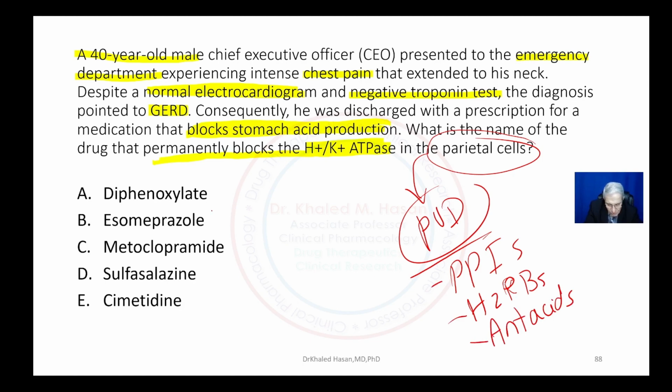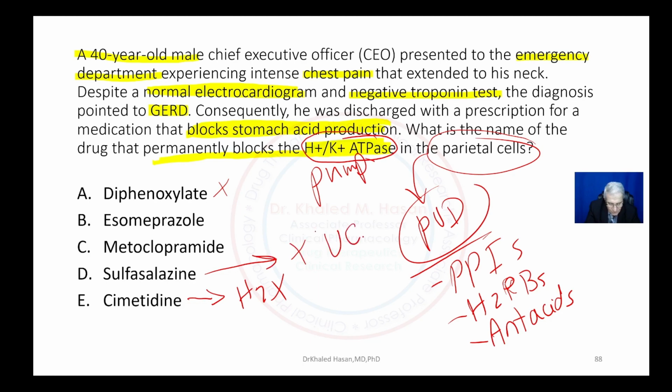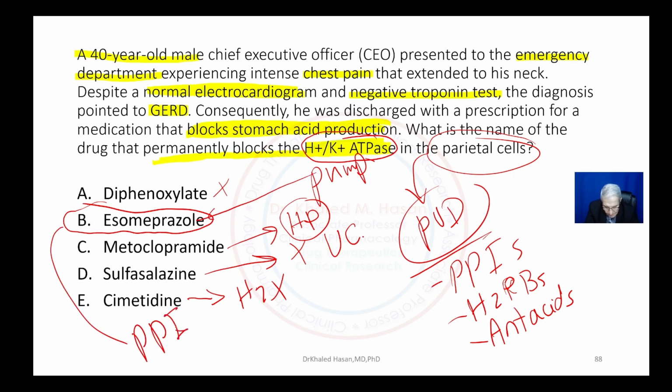So moving to the possible answers here, which one inhibits the pump? Diphenolate, no. Cimetidine is considered an H2 blocker, so it's not cimetidine. Sulfasalazine, this medication is used for patients with ulcerative colitis. Metronidazole is mainly for Helicobacter pylori. We discussed that with peptic ulcer disease. So the correct answer will be esomeprazole, which inhibits the proton pump. Esomeprazole is considered a PPI. So the correct answer is esomeprazole.